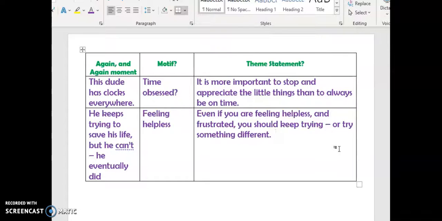Now, you could come to different conclusions than the one I made. Your theme statements don't have to be the same as mine for this exact same text, as long as you can give me the reasons why you think that this is what the author's trying to say. I explained to you, I showed you how I came to these conclusions, and you need to be able to do the same thing. Okay? All right, that's going to be it for today. This is how you take an again and again moment, make it into a motif, and then try and create your theme statement.